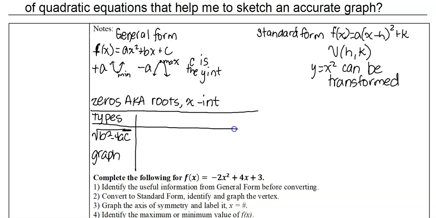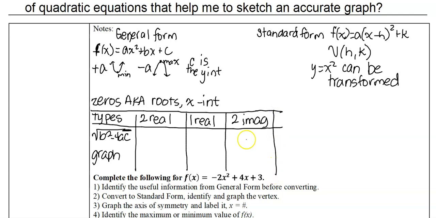You can get 2 real zeros, you can get 1 real zero, or you can get 2 imaginary zeros. And I'm not going to finish writing out imaginary. I think you've got that. Okay? And so those are the types.